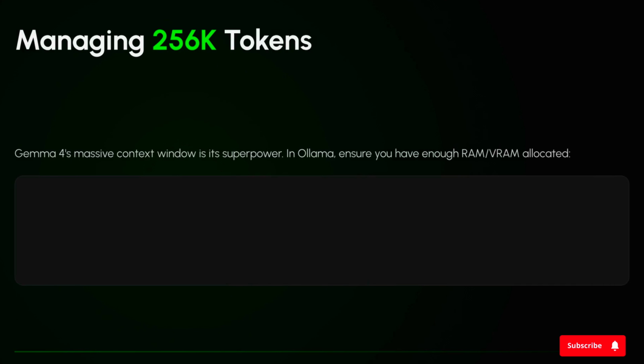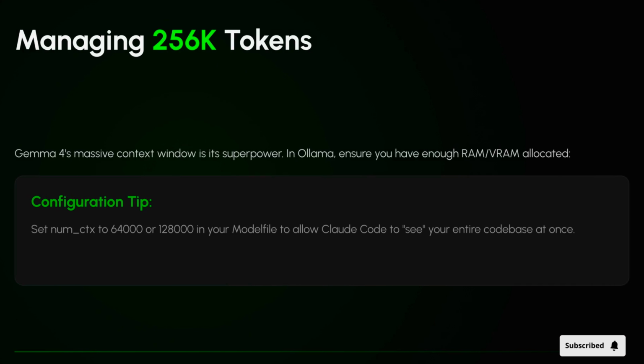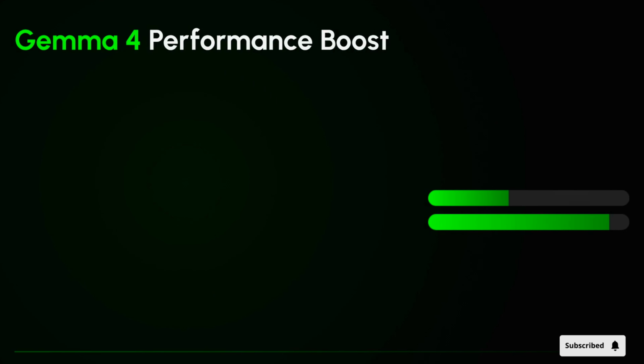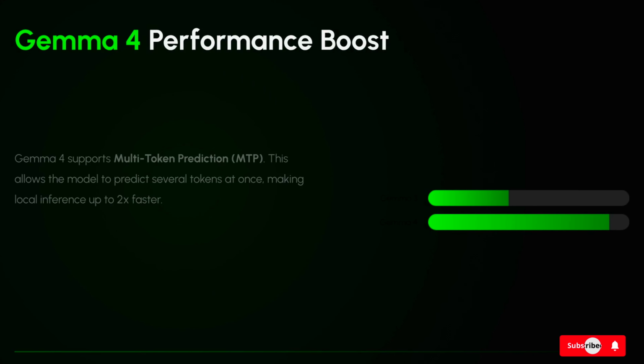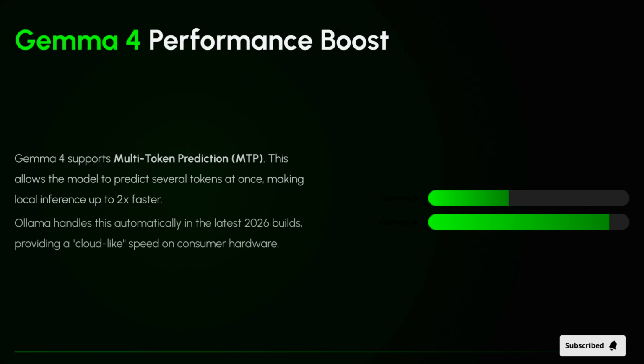Gemma 4's massive context window is critical. For optimal performance in Ollama, configure your model file to set num_ctx to 64,000 or 128,000 tokens, allowing the model to process your entire codebase. Gemma 4 provides a significant performance boost through multi-token prediction, which allows for faster local inference. Ollama automatically leverages this, offering cloud-like speed on consumer hardware.